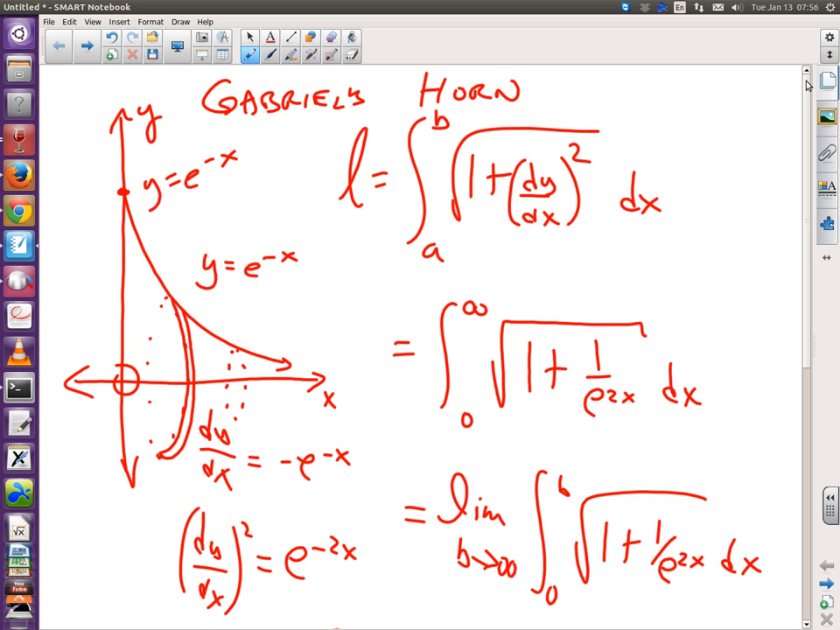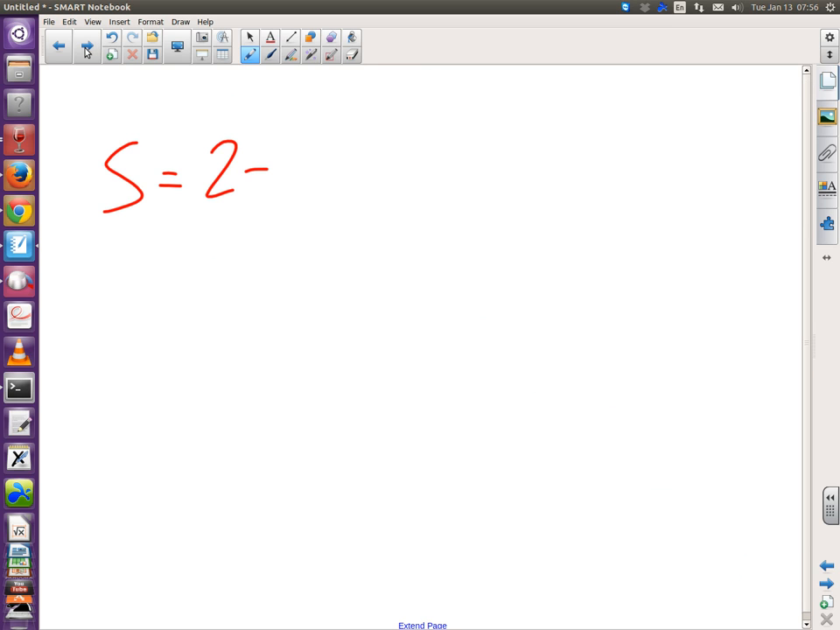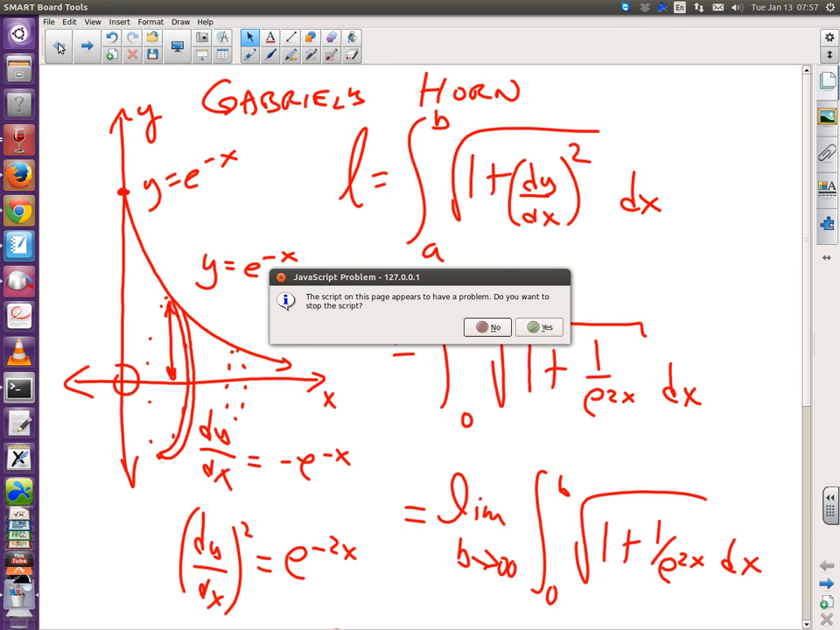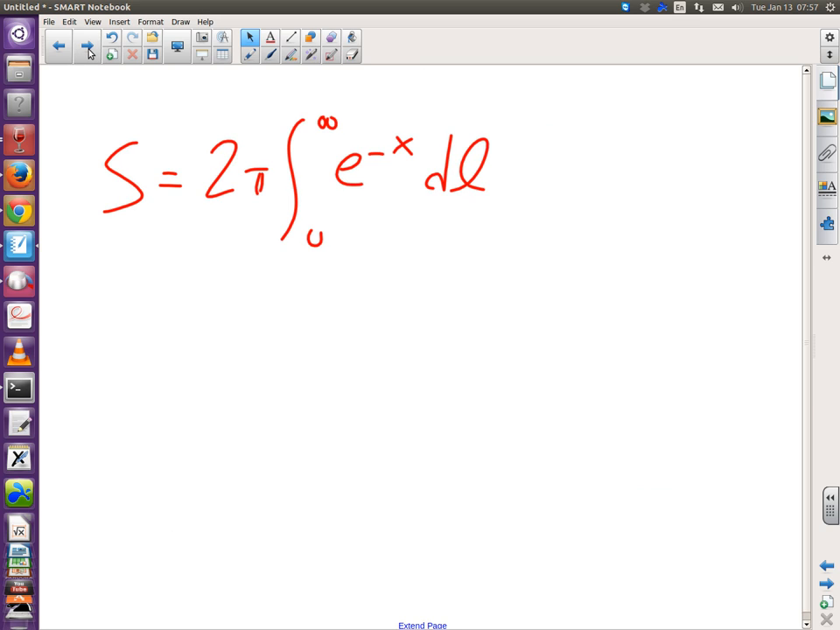2 pi r, but what's r? No. R is this distance right here. Which is who? It's e to the negative x. It's the y value there. It's a function value there, right? Okay, so I'm going to write this. I'm going to say the surface area of Gabriel's horn is 2 pi the integral from 0 to infinity of e to the negative x dl. Huh? What did I just do? Well, dl is what you're integrating to get the arc length. It's that. Right. So if you can set up an arc length, you can easily set up a surface area. You just multiply by 2 pi r. Okay. So what was it? Rad 1 plus 1 over e to the x squared? Okay. So let's write that.